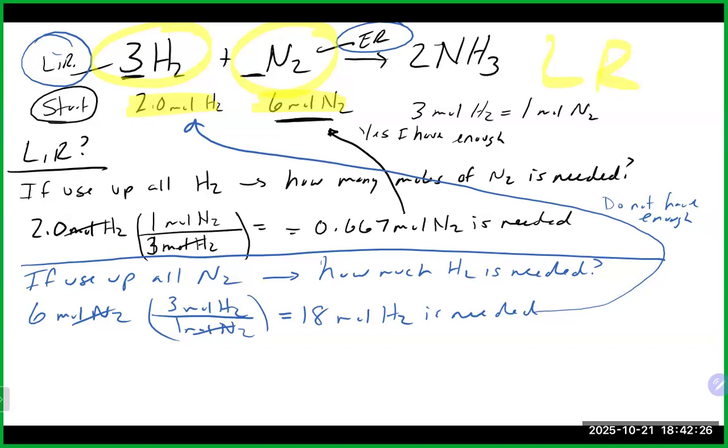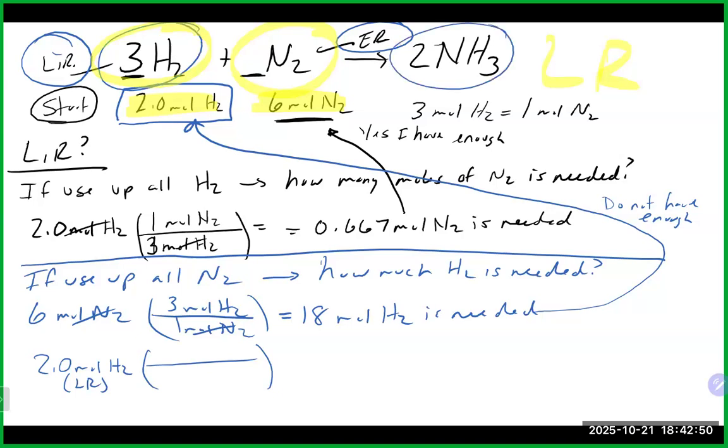Once I know that the H2, for example, here is my limiting reagent, I would then do the rest of the calculation using the limiting reagent starting amount. So if I want to know how much product, I would go with my 2 moles of H2, which is my limiting reagent. I would then do my mole-to-mole relationship between H2 and NH3, which is 3 moles of H2 to 2 moles of NH3. The moles will cancel. I then could use the molar mass of NH3, 17.03 grams per mole.